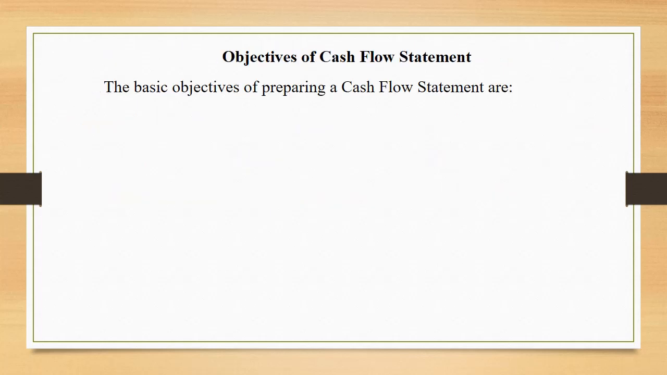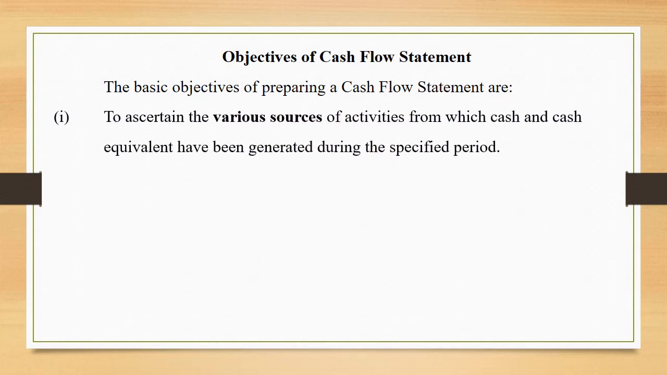Objectives of cash flow statement. The basic objectives of preparing a cash flow statement are: number 1, to ascertain the various sources of activities from which cash and cash equivalent have been generated during the specified period. We are talking about the various sources over here, sources of raising the funds. It may be the owned funds, it may be the borrowed funds, maybe in the form of the share capital and the debentures or anything else.